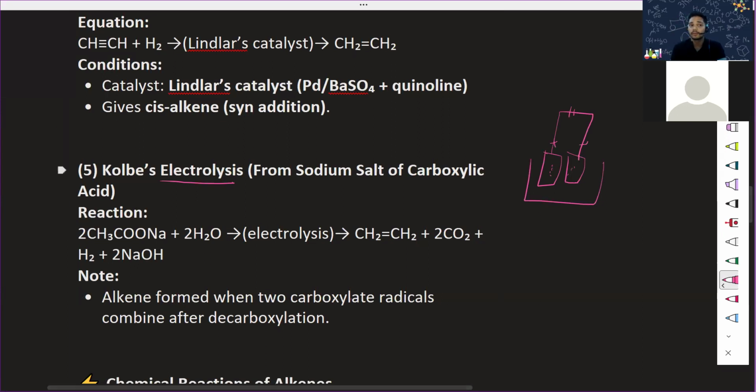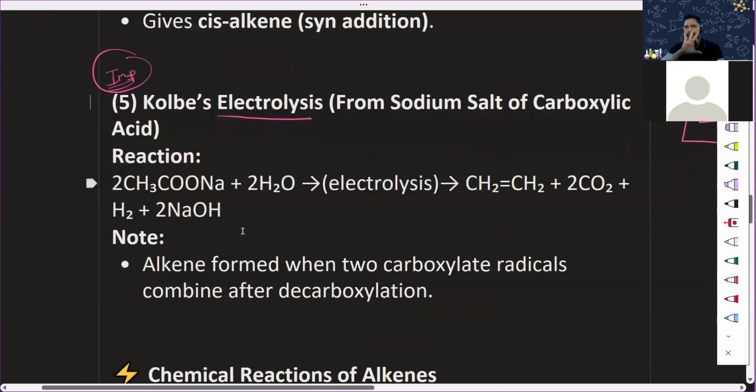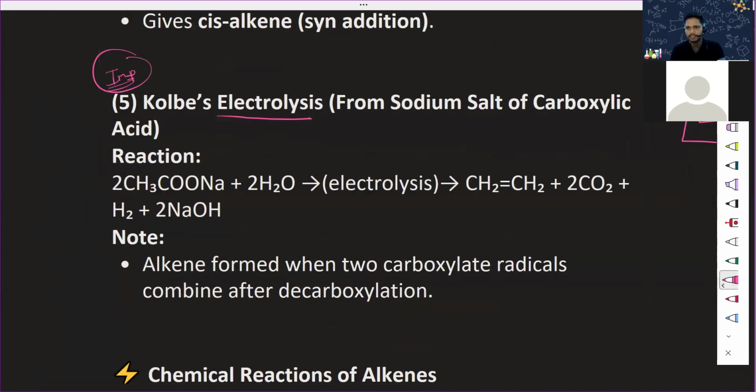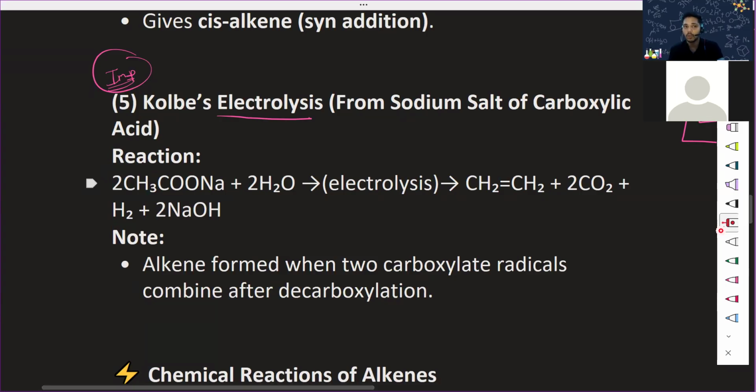Now, in Kolbe's electrolysis, this is a super important question, a super important reaction. First I will teach you what they have written, then I will write it in a separate part. So, what is this CH3COONa? It is the sodium salt of acetic acid.